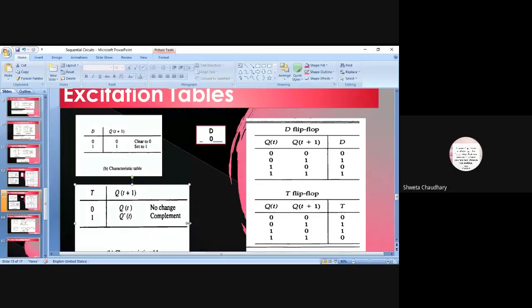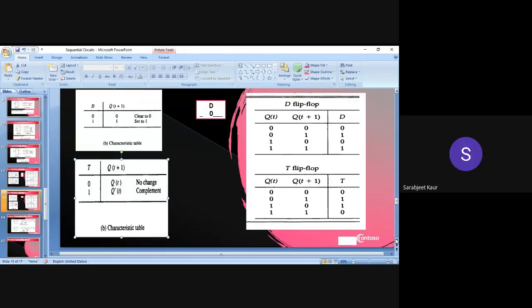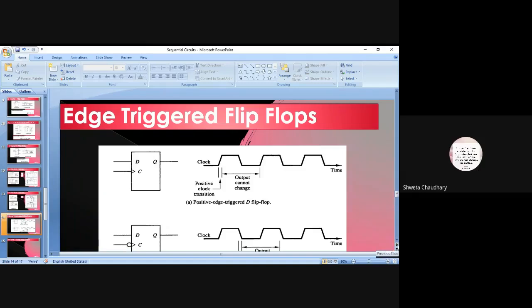Can you explain the second case again? Yeah, for both these cases, please see 0-1 and 1-0. The output that I want at the next stage is the complement of the output that I got at the previous stage. And when can that happen? Only when I give 1 to T. Yes or no? Okay. Any problem now, students?